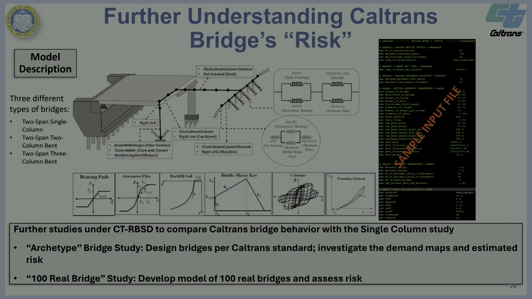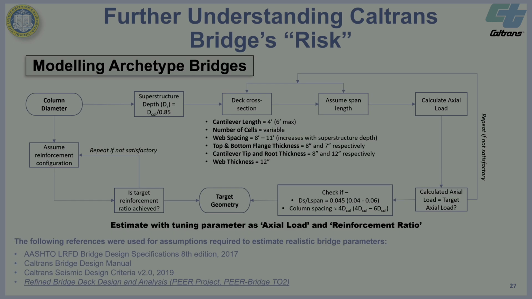Now, we're taking this step forward. We are doing two things. One is we're generating archetype bridges using this approach. For each column, we are coming up with a deck width, thickness, and length that can give you the correct axial loading on that column. And from this side, we are also assuming the reinforcement.